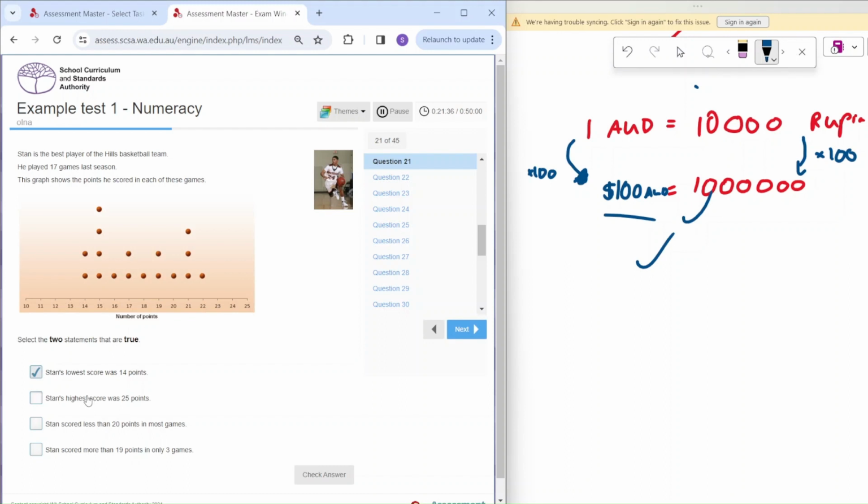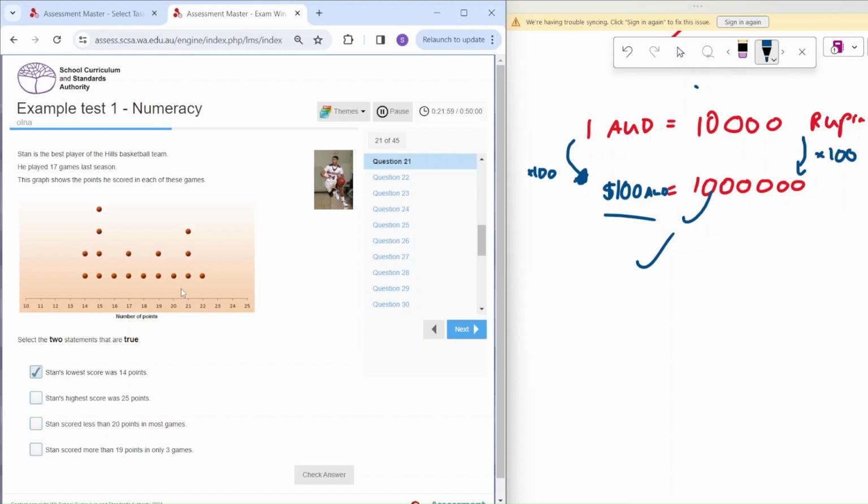Well, it wouldn't be his highest score, because although the graph's scale goes to 25, he hasn't actually got a dot on 25, meaning he didn't achieve 25. The high score was in fact 22, because 23, 24, 25 don't have a dot on them. So he didn't actually score that many. So that's false.